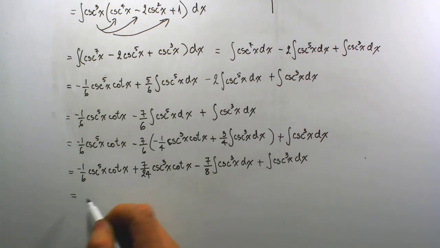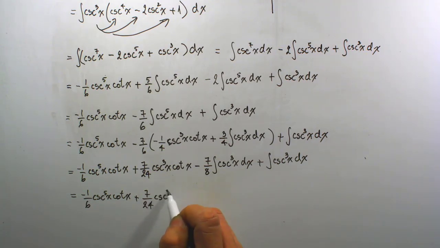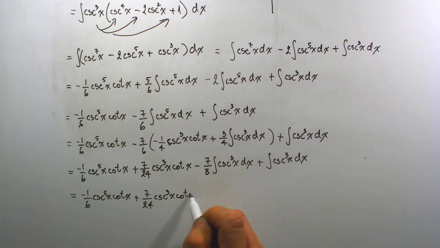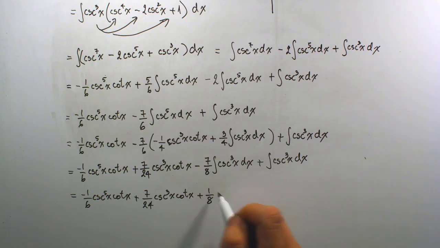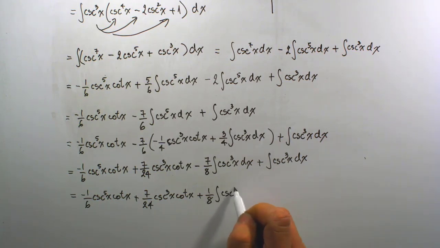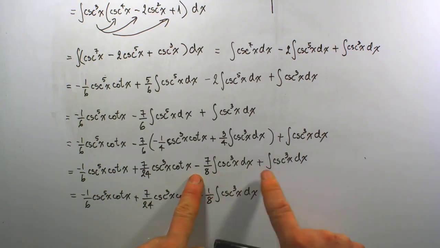So in my next step, the integral becomes minus 1/6 cosecant to the 5th of x cotangent of x plus 7/24 times cosecant cube of x cotangent of x plus 1/8 times the integral of cosecant cube of x. And now we can apply the reduction formula for this cosecant cube of x one more time. And the 1/8 came out simply by combining minus 7/8 with 1.